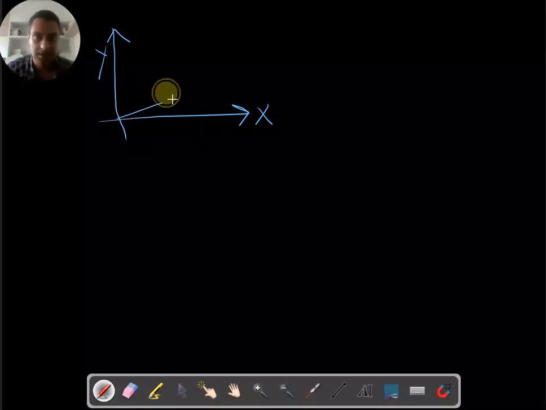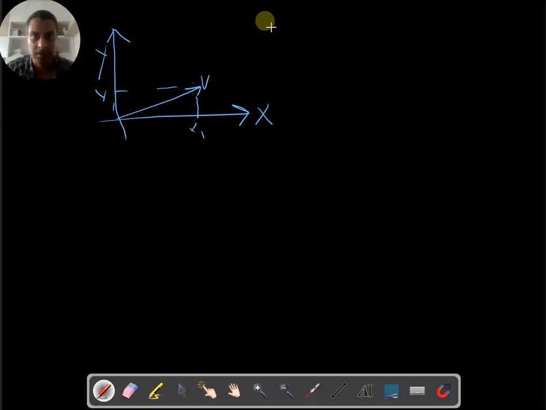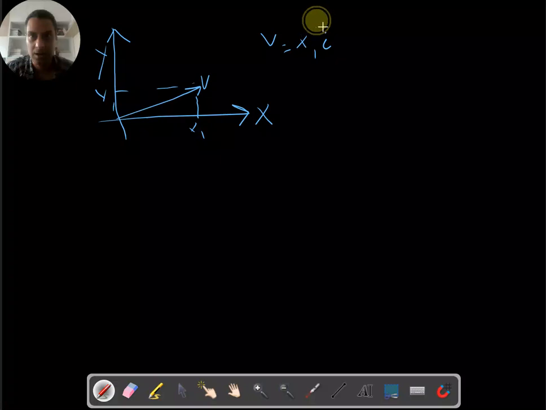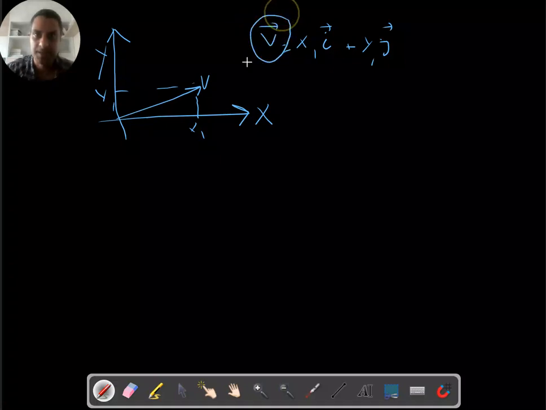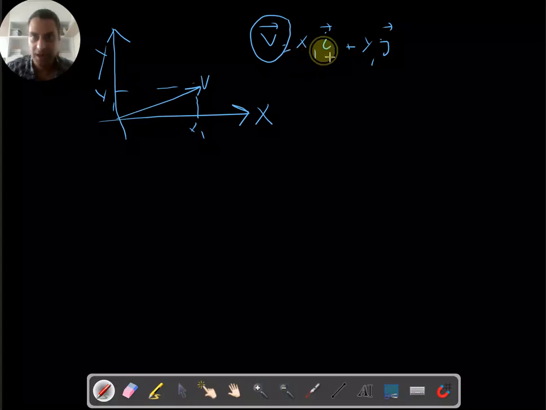and I said this entity V is defined as x1 i plus y1 j. So what it means is that this entity is a mixture of i and j basis vectors.